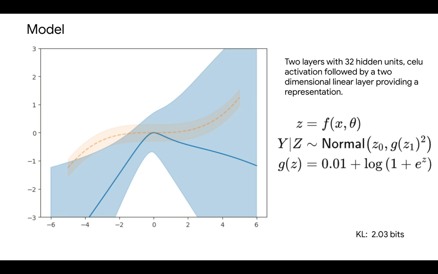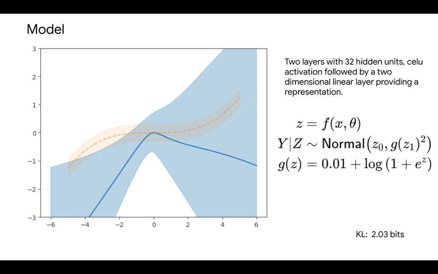So we're going to use a neural network that looks at the x as the input. It's going to have some parameters. It's going to have 2 layers with 32 hidden units, say with activations, and then a 2-dimensional linear output layer. I'm going to call that a representation Z. That representation Z is then going to go into a predictive model. In this case, it's going to be a normal distribution with some particular form, using a softplus on the second component.